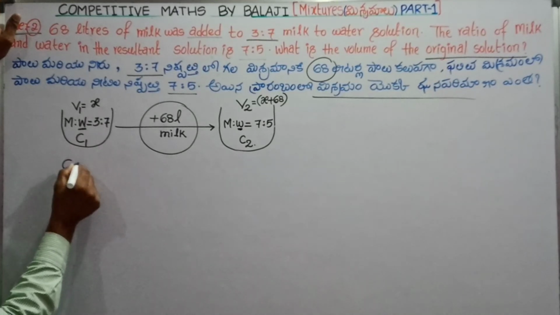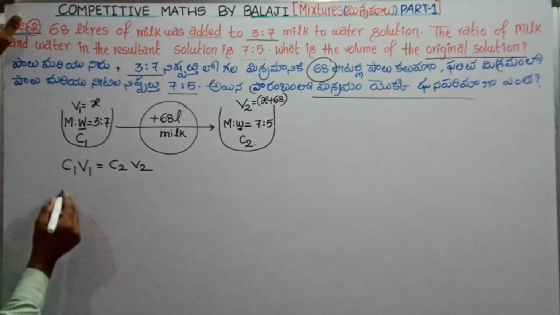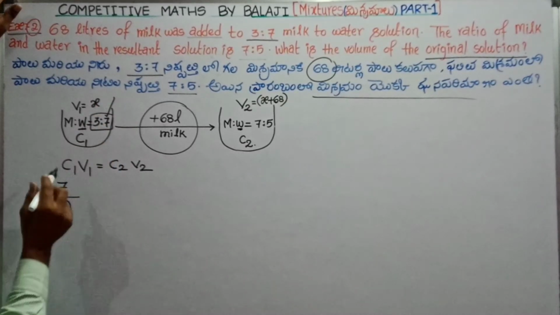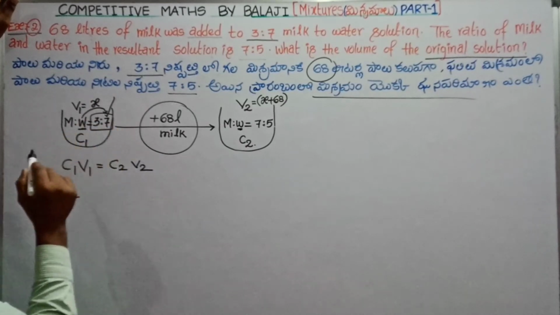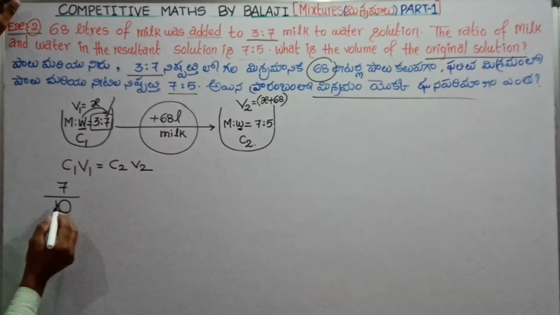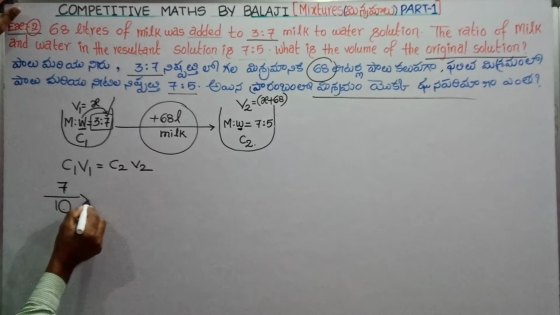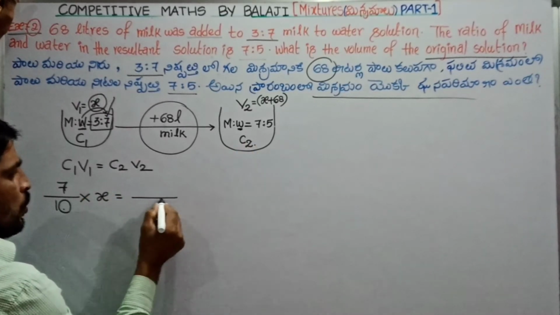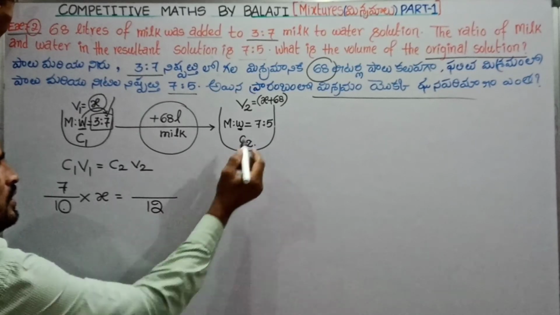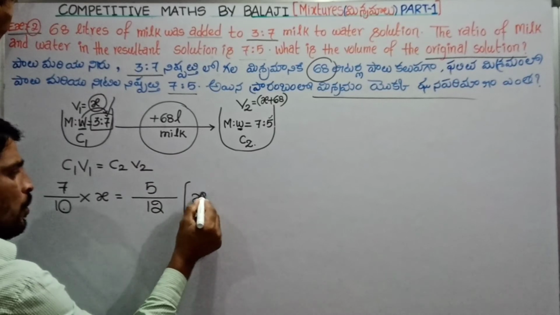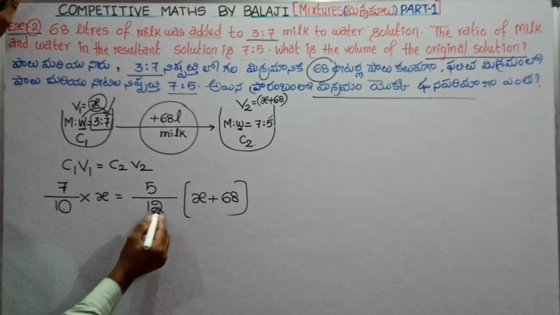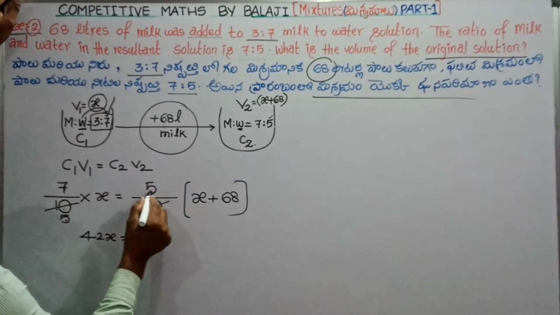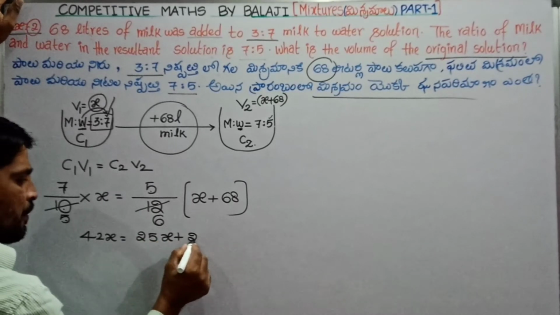Okay, so we know that C1 into V1 equals C2 into V2. C1 is total 10 units of mixture. Out of 10 units of mixture, 7 units are water. Why? Because we always work on the unaffected parameter, unaffected quantity. So water is unaffected in this case. The volume of the initial mixture is X. And the C2 concentration is, out of 7 plus 5, 12 units of resultant mixture, 5 units are water, into the volume V2, which becomes X plus 68. 2 6s are 12, 2 5s are 10, 6 7s are 42x equals 5 5s are 25 into x, 25x plus 25 into 68.